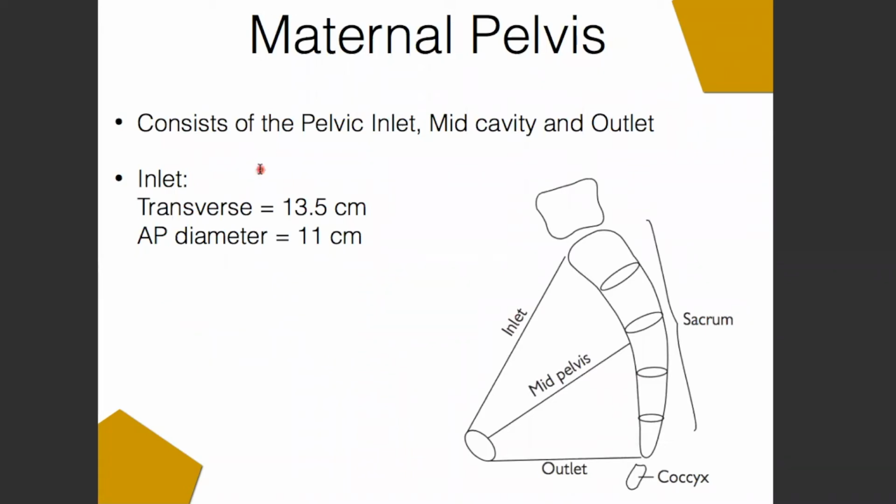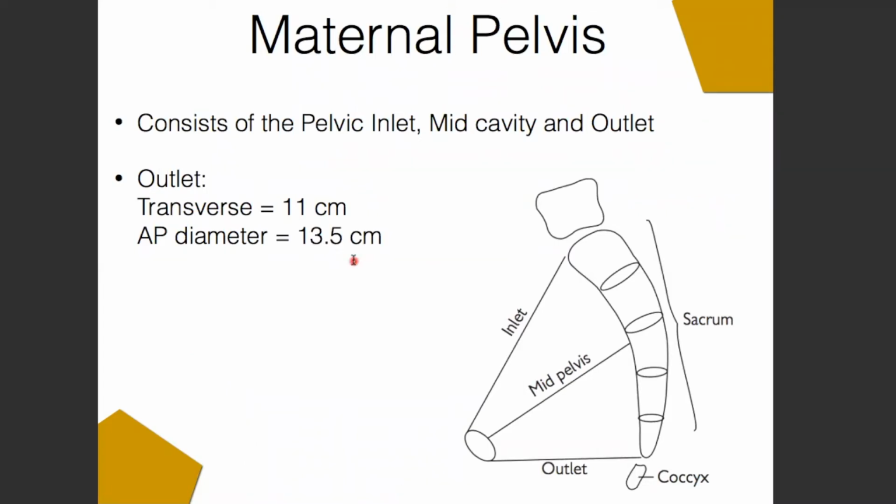So next is the mid cavity, and in the mid cavity, it's equal in size. So the transverse and the AP diameter are equal. It looks more like a circle, if that makes sense. So we have 12 centimeters in the transverse diameter and 12 centimeters in the AP diameter.